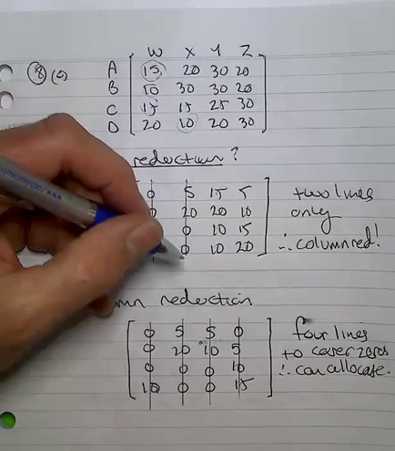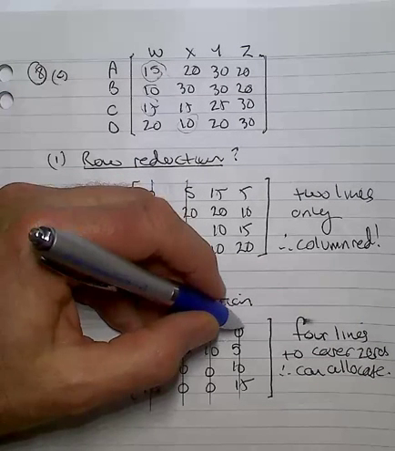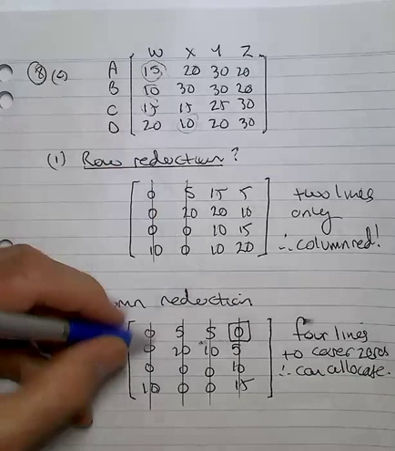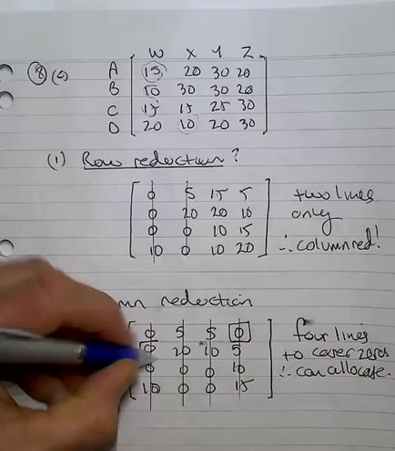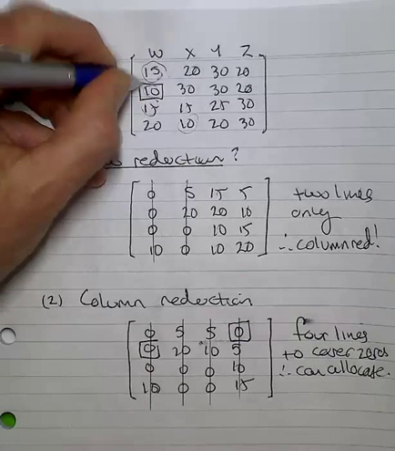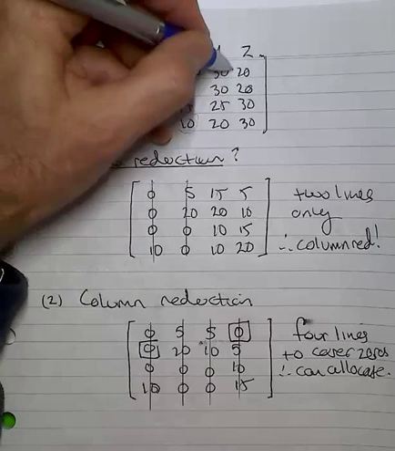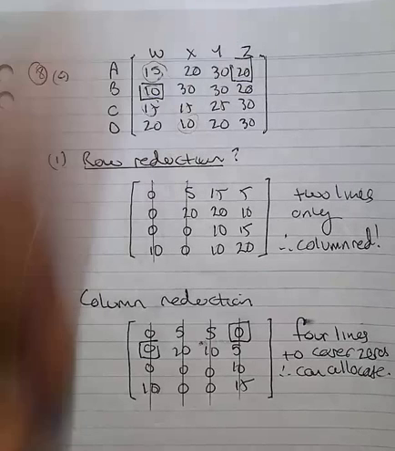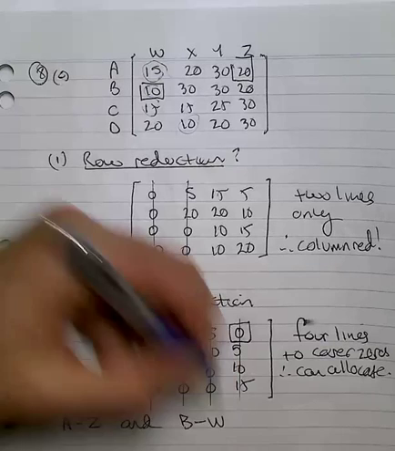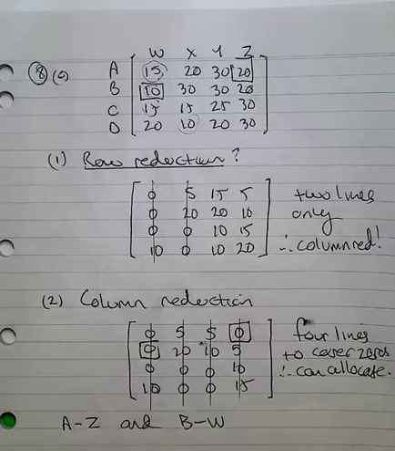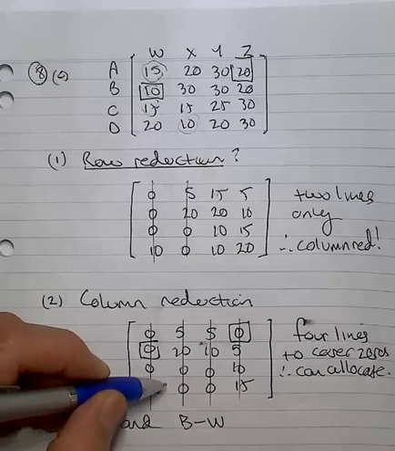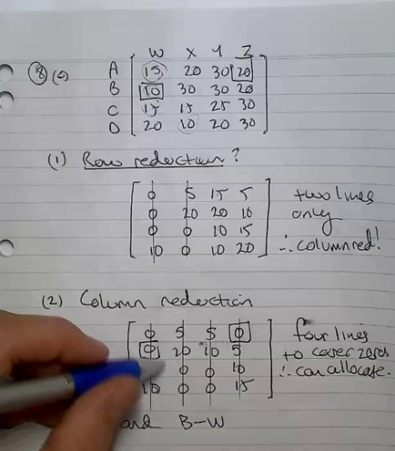Now, clearly there's one assignation only for Z, and that therefore means there's one assignation for W. So B has to do W, and A has to do Z. Now that means also that we've got 2 alternative choices. There's nothing really to split the allocation of X and Y.